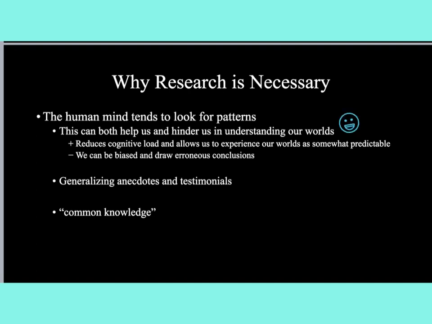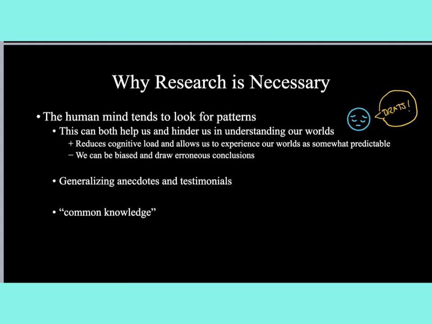When we recognize patterns, it reduces the cognitive load, or cognitive effort, and allows us to experience our worlds as somewhat predictable. This can be beneficial. However, this can also lead us to develop biased or erroneous conclusions. When this occurs, our tendency is hindering our ability to fully understand our worlds.